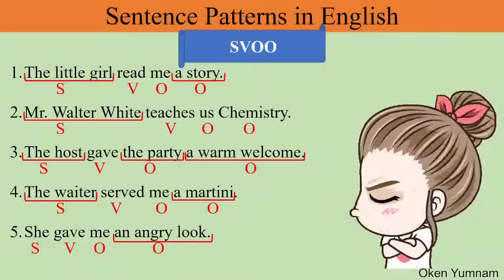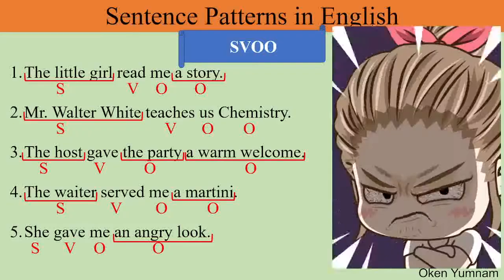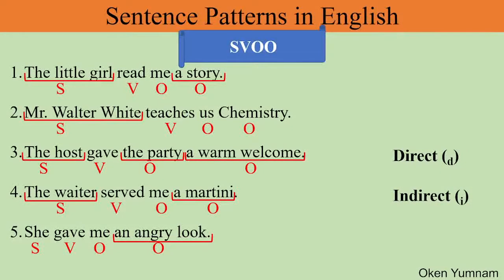Now you look at these sentences. There are two kinds of objects in each sentence. One is what we call the direct object, another the indirect object. Direct objects are generally things, generally non-living things. But indirect objects are generally people, to whom we give something or who receive something.